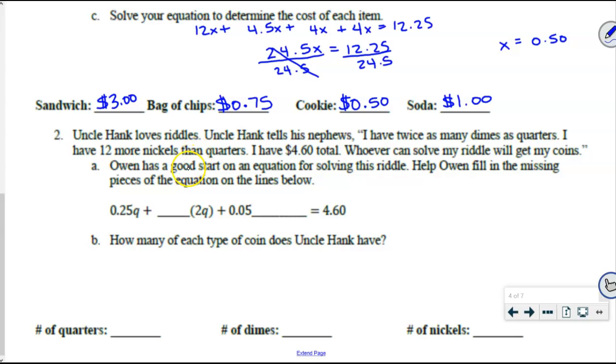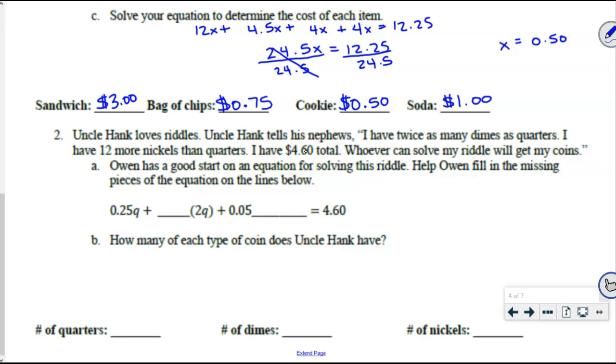Owen wrote an equation to solve the riddle. I want you to fill in the blanks. What do those blank spaces mean? How many of each type of coin does Uncle Hank have? If you can answer that question, I will give you a coin. I'm not giving you the $4.60 that Uncle Hank has.